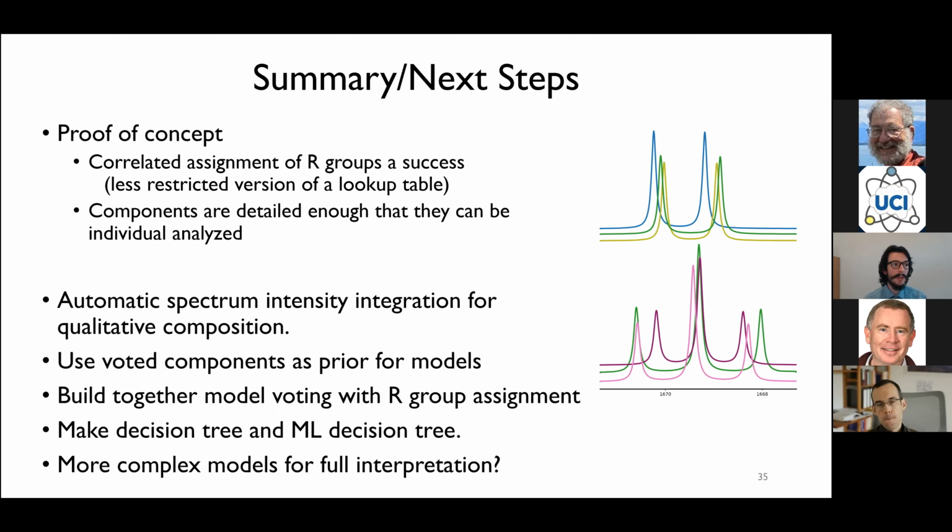But the key thing is that there's a correlated assignment of different R groups, which is more or less a success. And the components are detailed enough that you can analyze them individually. So, more or less, a next step beyond this: if you could imagine separating out these different R groups, you could then imagine maybe counting peaks and trying to analyze in much greater detail what that J coupling might be and how that relates to the structure visible.